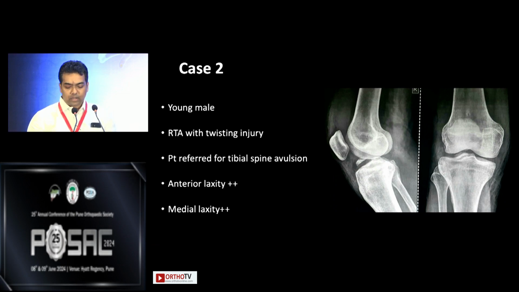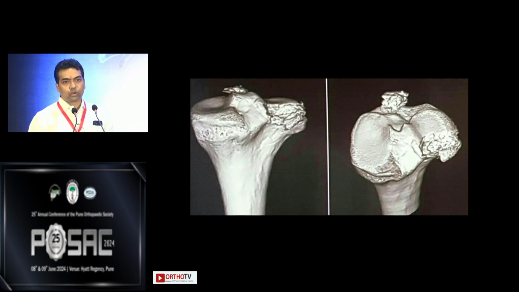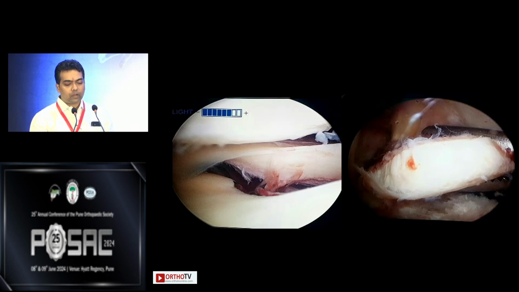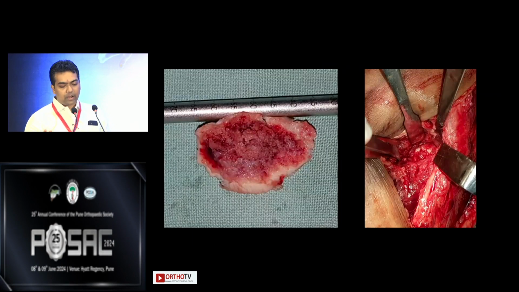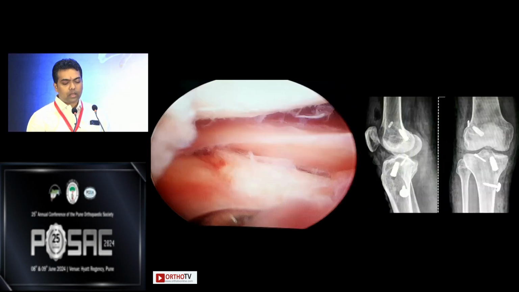He had anterior and medial laxity, but if you see the CT scan, it was a large posterolateral fragment which was flipped anteriorly, and this was the defect arthroscopically. This flipped fragment was parked in the suprapatellar pouch. The ACL was reconstructed, and then through an open means, through a direct posterolateral approach, the fracture was reduced and fixed with a Herbert screw. So this is his post-operative images and the post-fixation arthroscopic view showing a good reduction of this fragment.